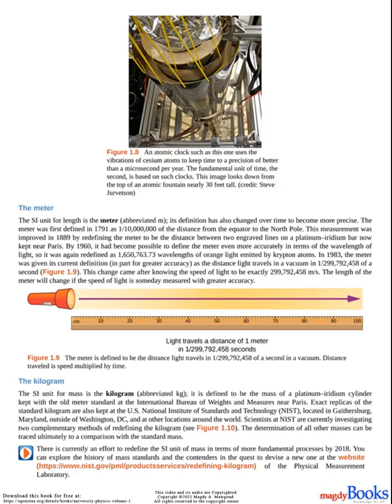In 1983, the meter was given its current definition, in part for greater accuracy, as the distance light travels in a vacuum in 1/299,792,458 of a second, figure 1.9. This change came after knowing the speed of light to be exactly 299,792,458 meters per second. The length of the meter will change if the speed of light is someday measured with greater accuracy.